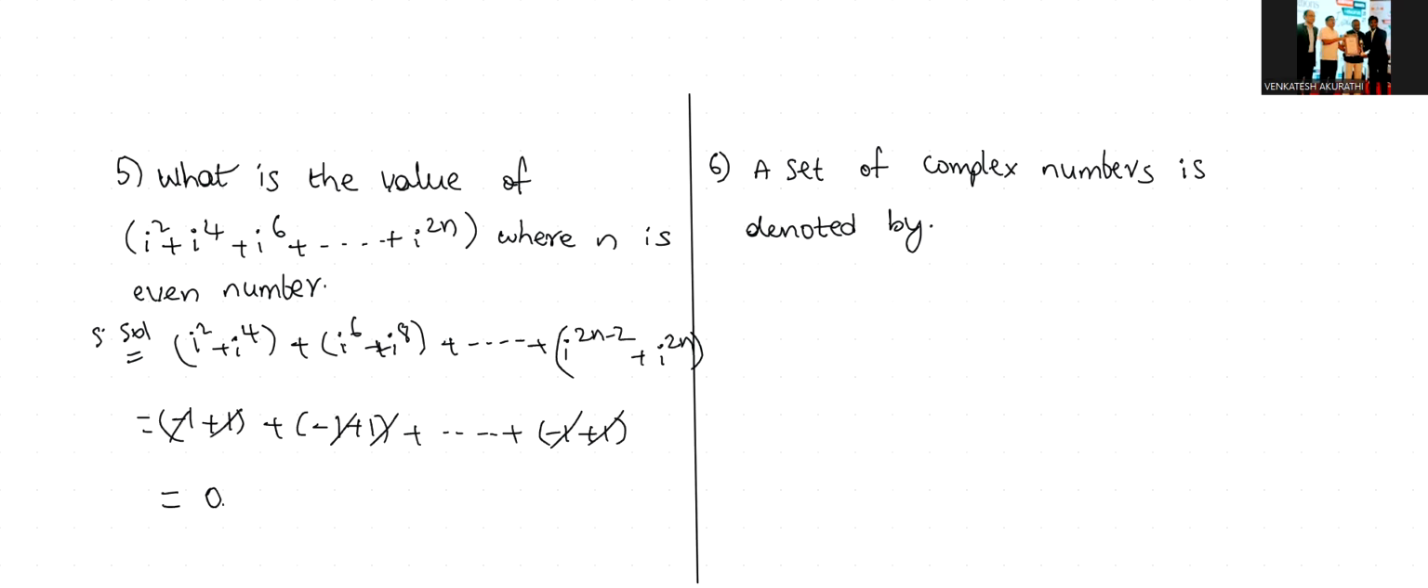And the set of complex numbers is denoted by C. C is the set. This is the heart of mathematics. A complex number is in the form of a plus ib or x plus iy, where a, b are always real numbers and i square value is equal to minus 1. So this is the definition of the complex number. And the next one.